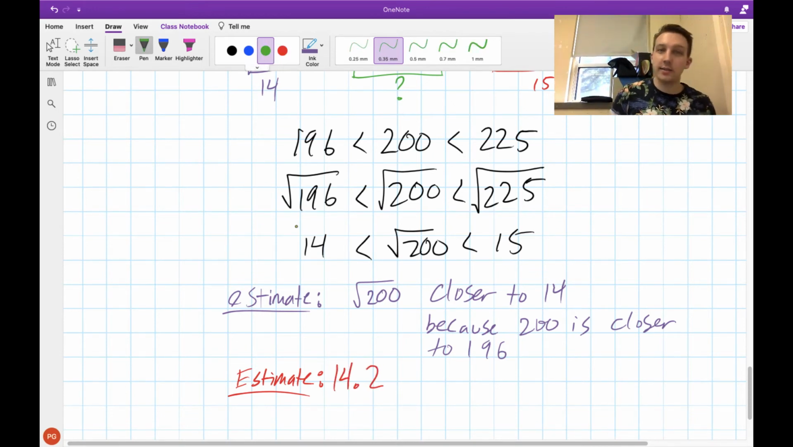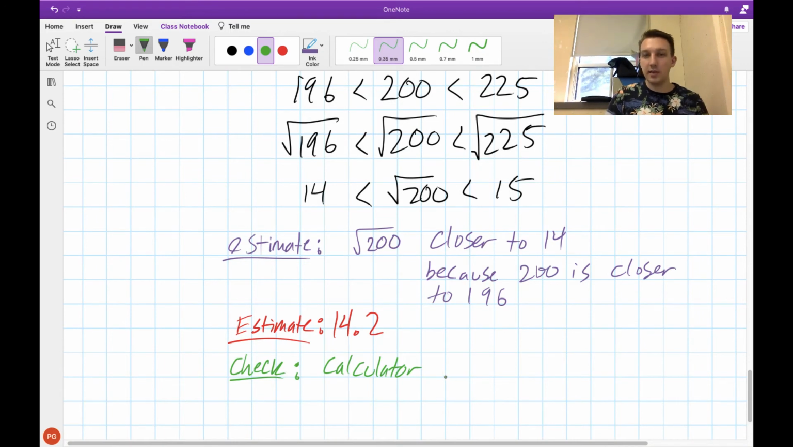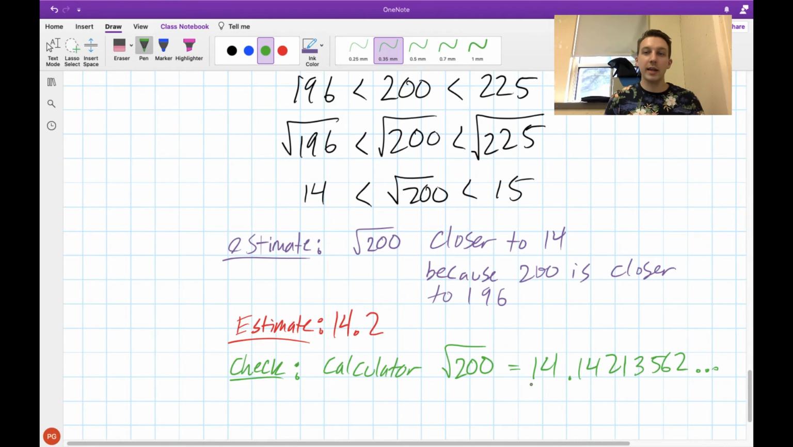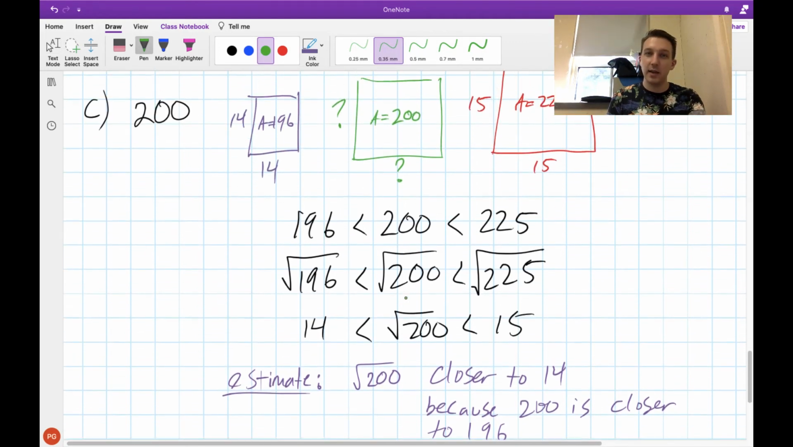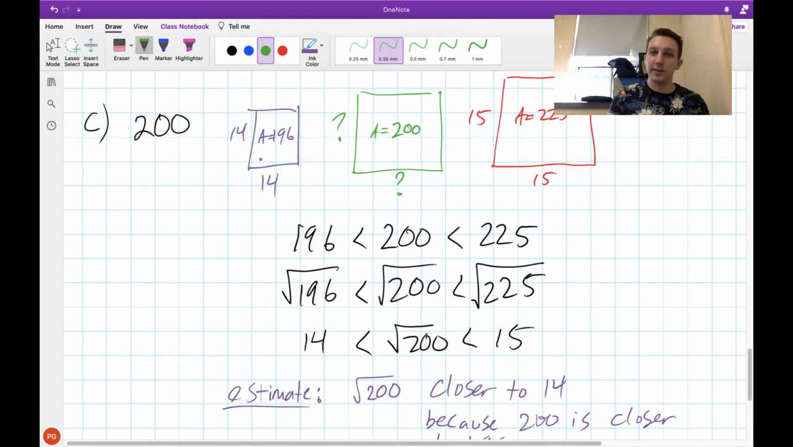We can check this now using our calculator by plugging in the square root of 200, which again tells us what's the side length if our area is 200. If we plug that into our calculator, we're going to get a big long decimal like this. And this is true for any non-perfect square number. You'll always get a big decimal like this. And even though your calculator cuts it off, it actually goes on forever. And as we can see, our estimate is pretty close. 14.1, 14.2, we're pretty close to the right answer, just by estimating using the two perfect squares next to it.